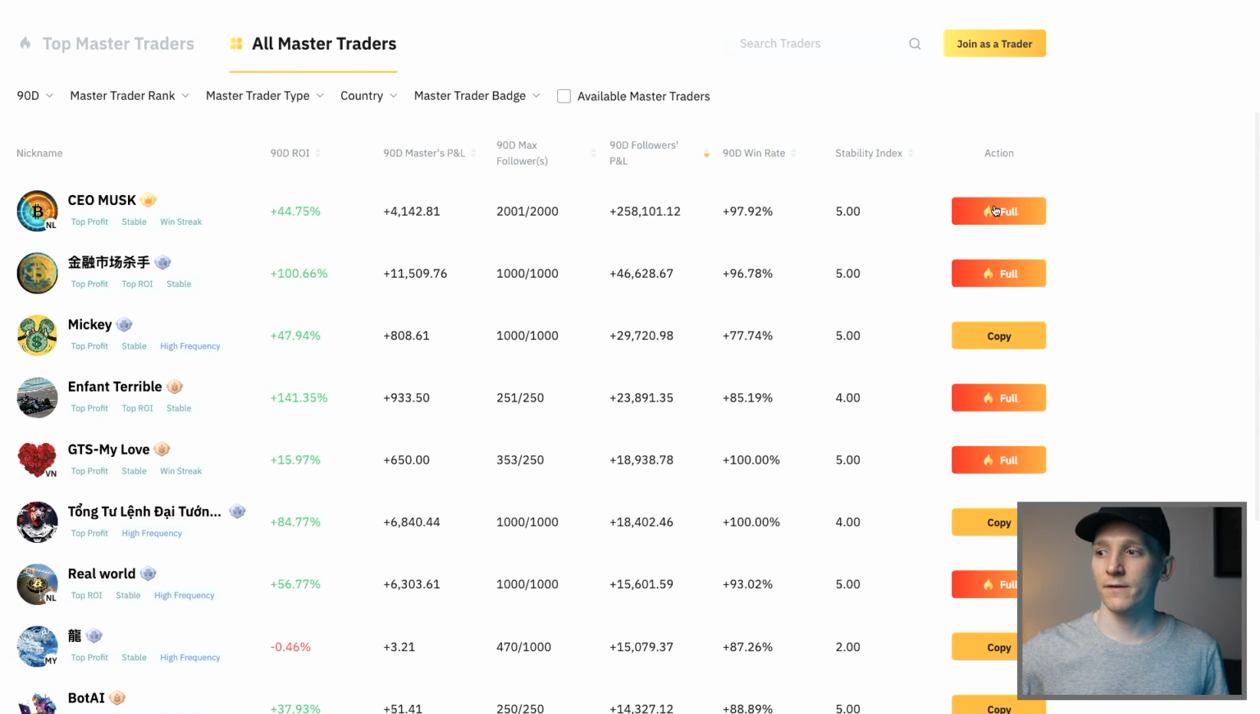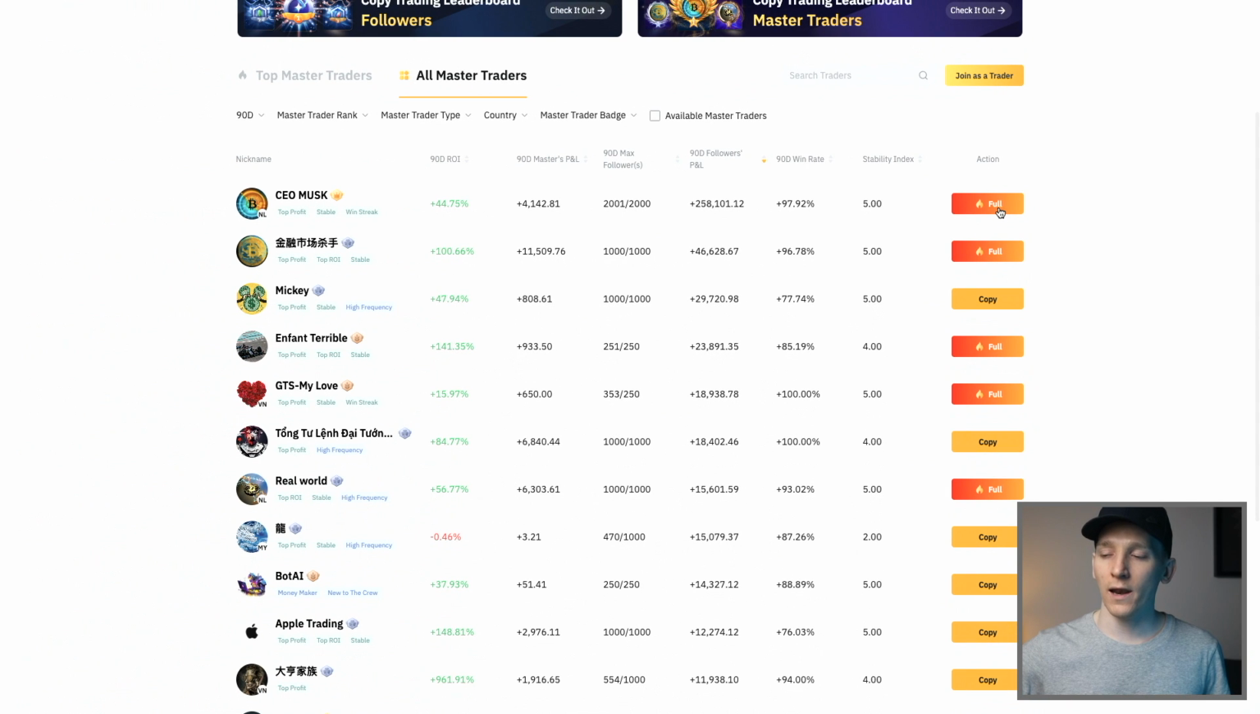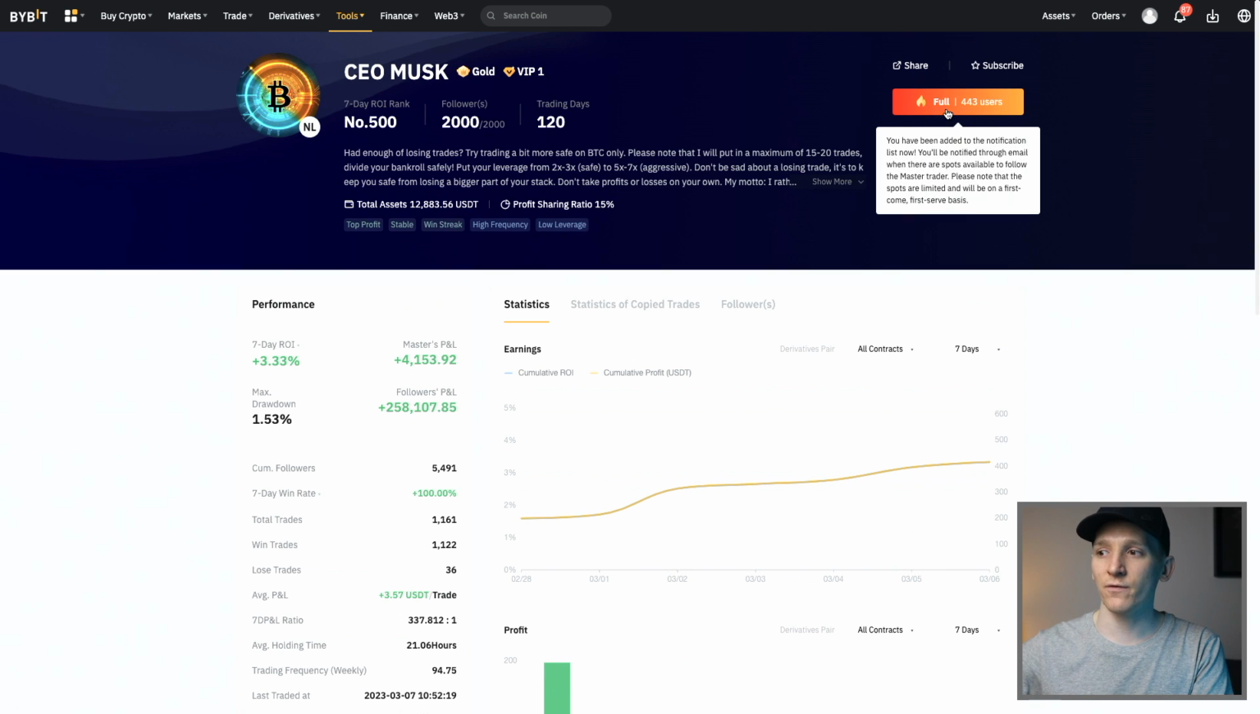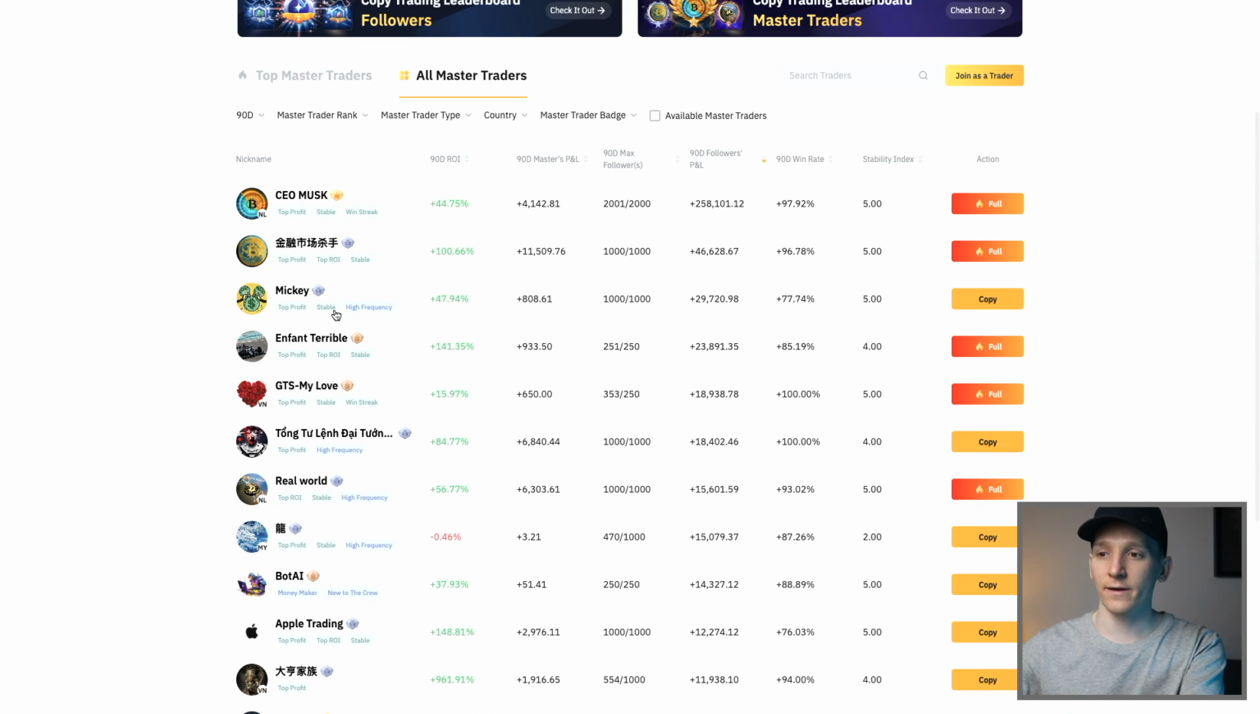Now, as you can see on the right hand side, you can see action. These are full. So these traders are not allowing any more people to actually copy their trades. So if we click into the trader page, we can see that we cannot actually copy these anymore. But what we can do is if we press full, we can just get an alert, as you can see on the wait list. So we can get an alert if they are taking traders again, and then you can go ahead and copy them if they are accepting more traders or if some traders have fallen out.